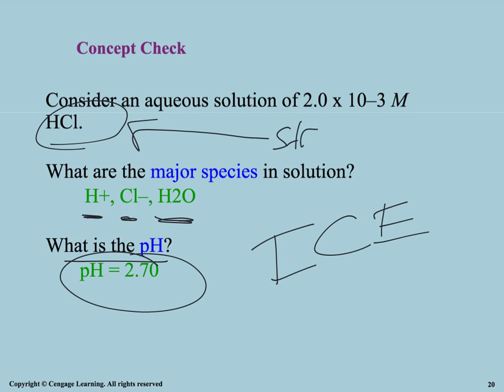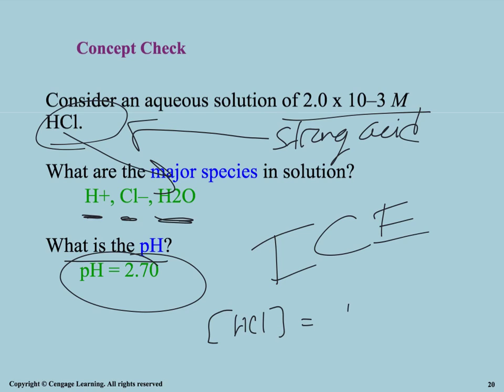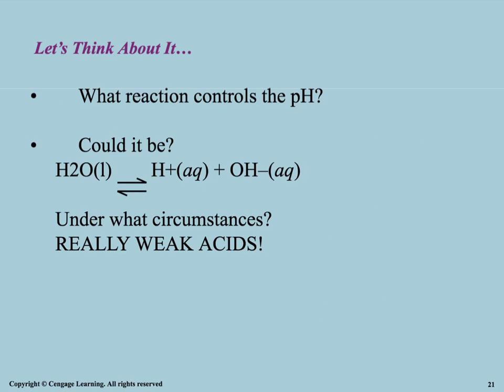HCl is a strong acid. Cl dissociates completely. The concentration of HCl is the concentration of H pluses. You dig? Strong acid. The concentration of HCl is the concentration of H pluses because one turns into the other. Next question.